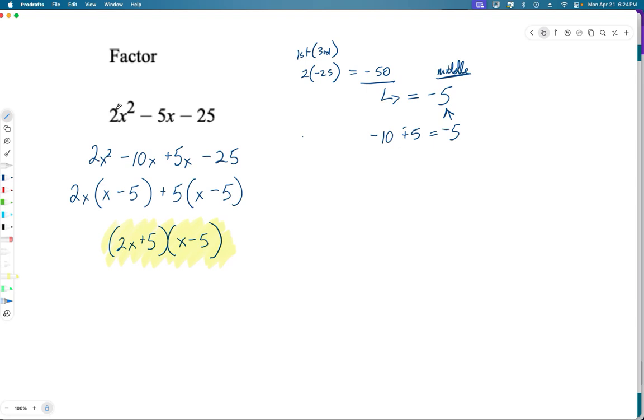So we take the first number times the last number, and that gives us this number. And then we have to get the factors of negative 50 that equals the middle number. And that was negative 10 and positive 5. Okay, let's look at the next problem.